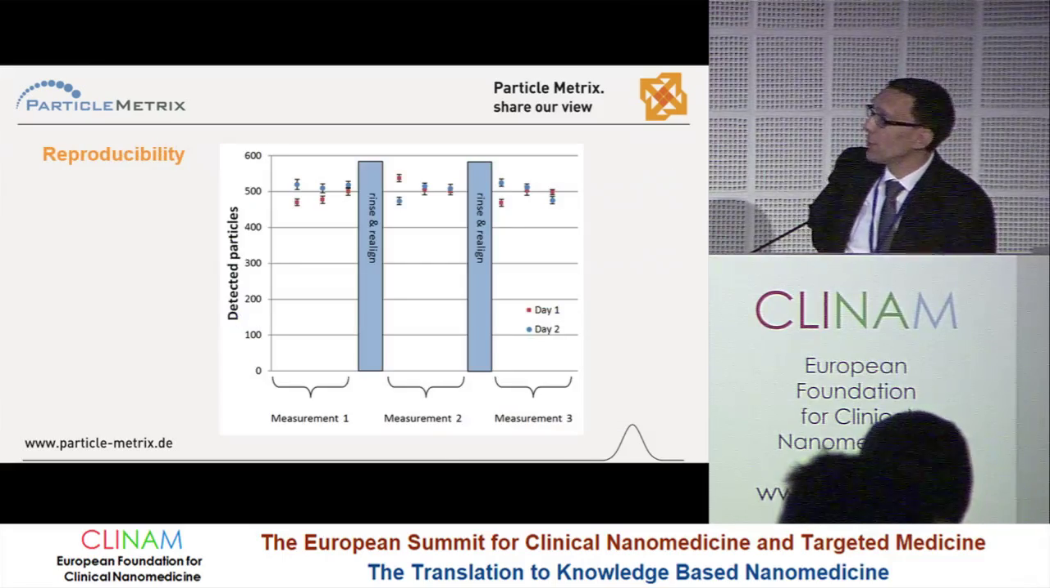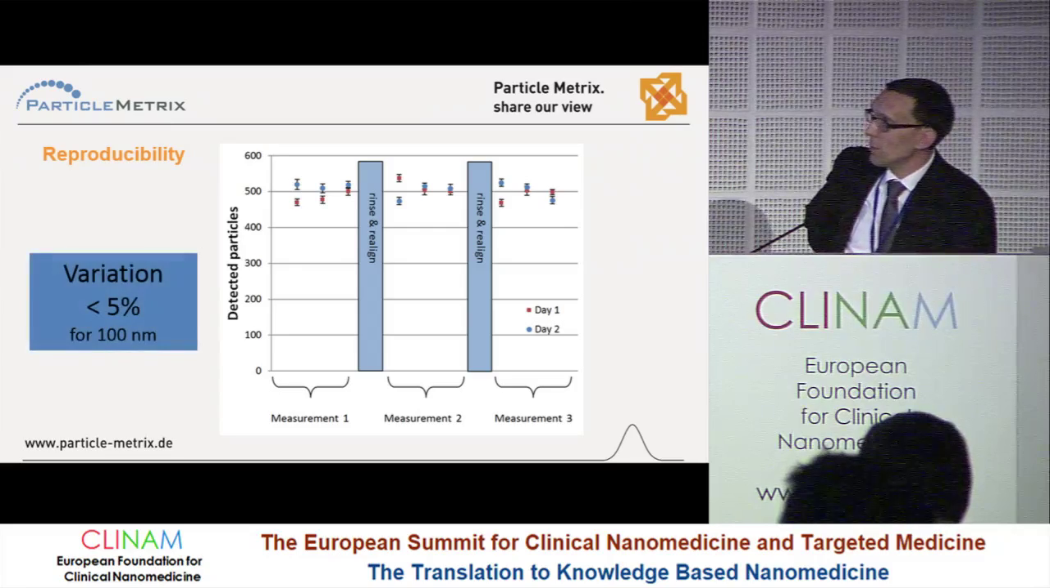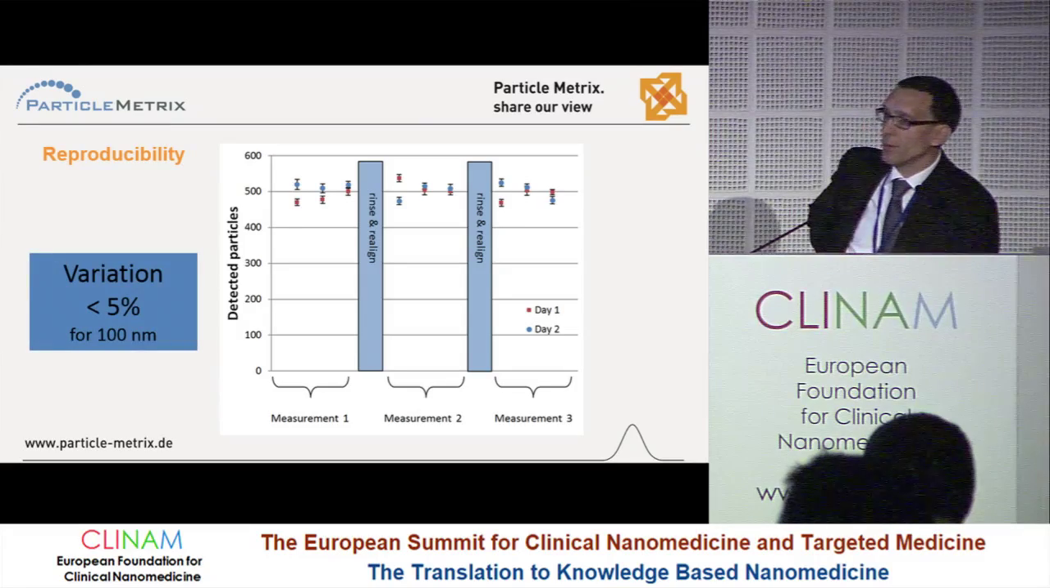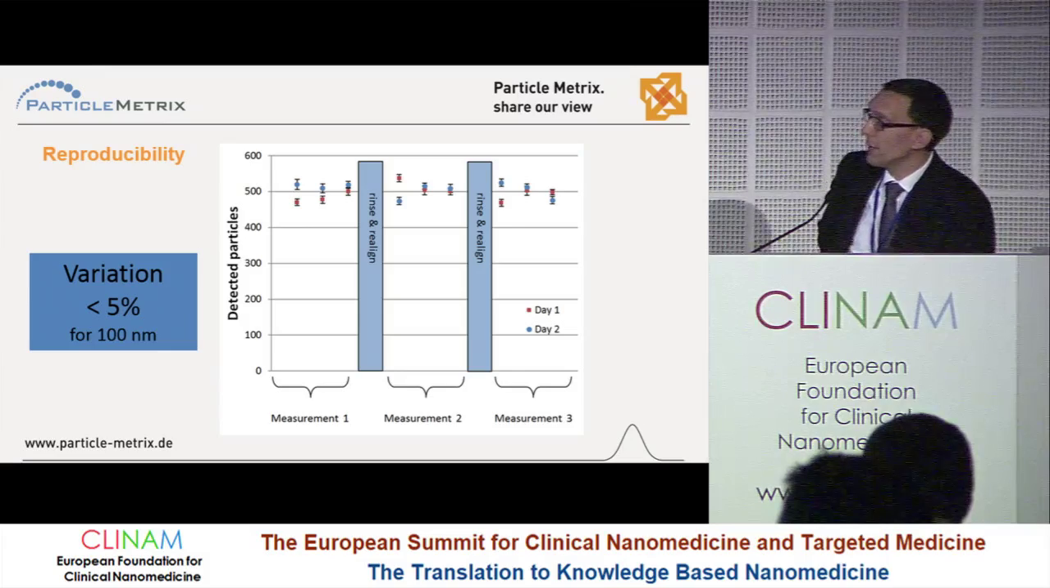Talk about reproducibility. This is real data of a polystyrene sample, and we did a 3-day measurement, an intraday comparison, and our system is better than 5% in variation from day to day.